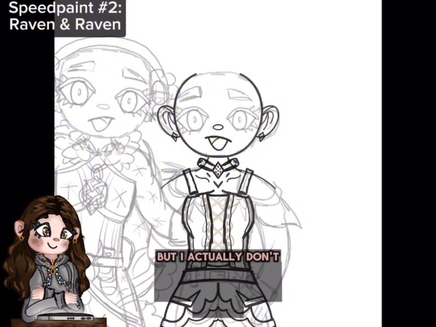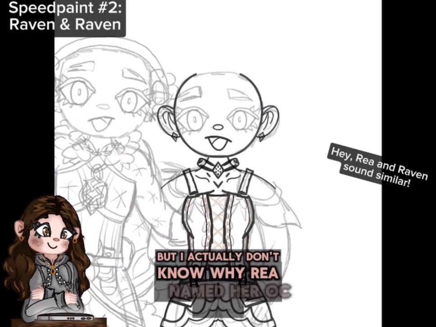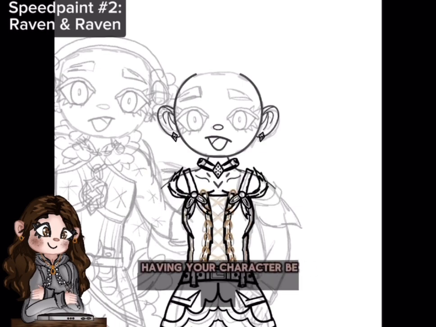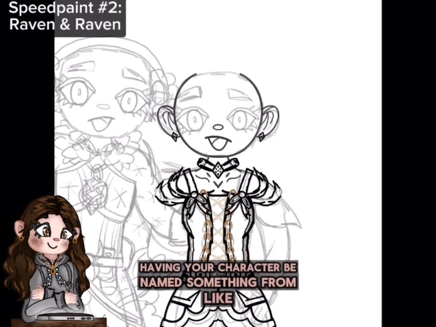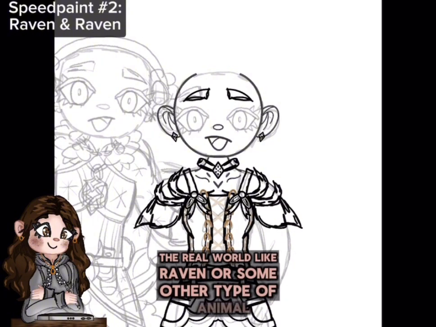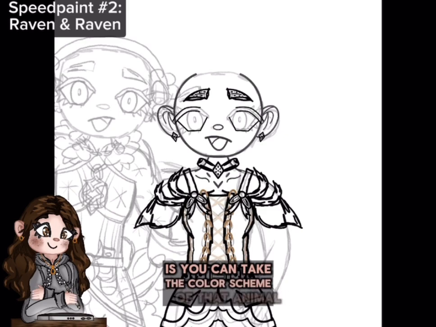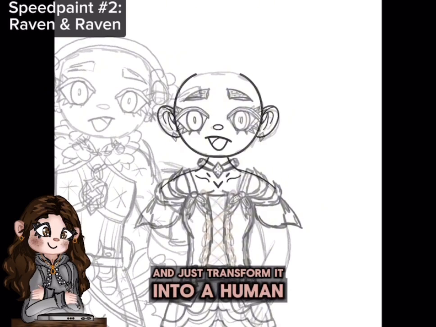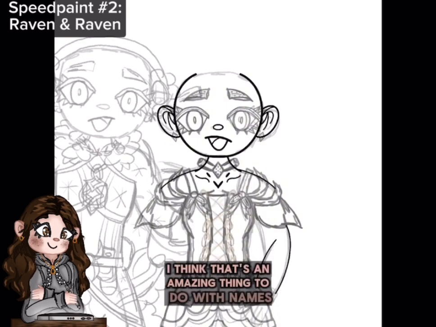But I actually don't know why Ray named her OC Raven. It might just be for fun, of course, but she looks like a raven to me. A cool thing about having your character be named something from the real world, like Raven or some other type of animal, is you can take the color scheme of that animal and the body shape and design of that animal and just transform it into a human. I think that's an amazing thing to do with names.